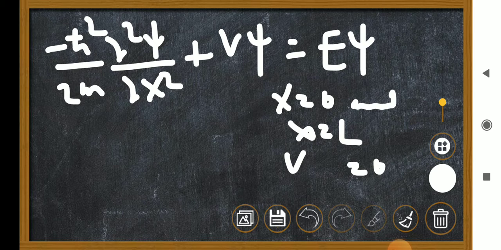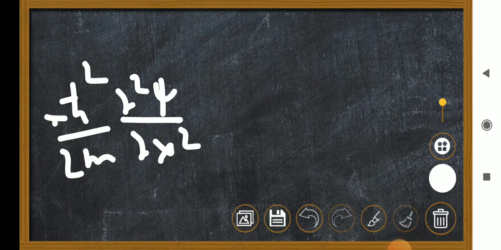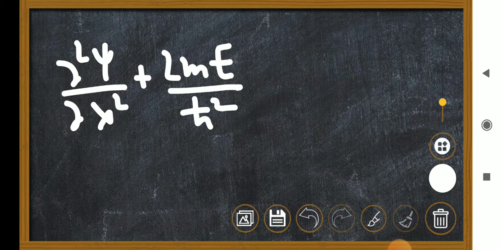So for this purpose, we can write this particular equation as minus h bar square by 2m del square psi by del x square equals E psi, and rearranging both the sides and bringing it to one side, we will have del square psi by del x squared plus 2mE by h bar square psi equals 0. This is similar to a harmonic equation problem.